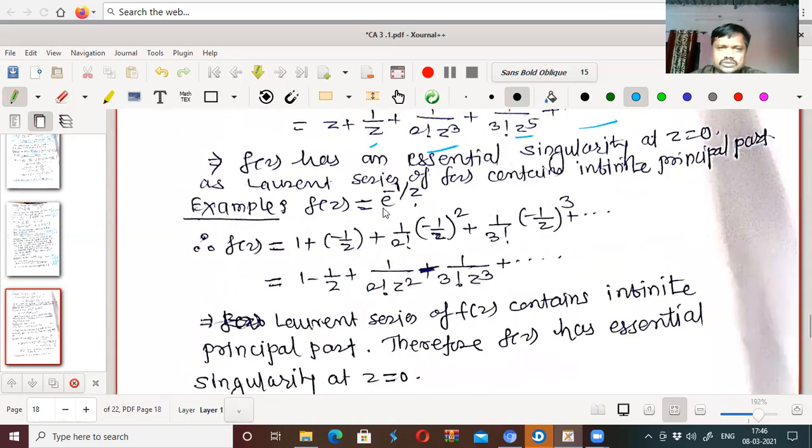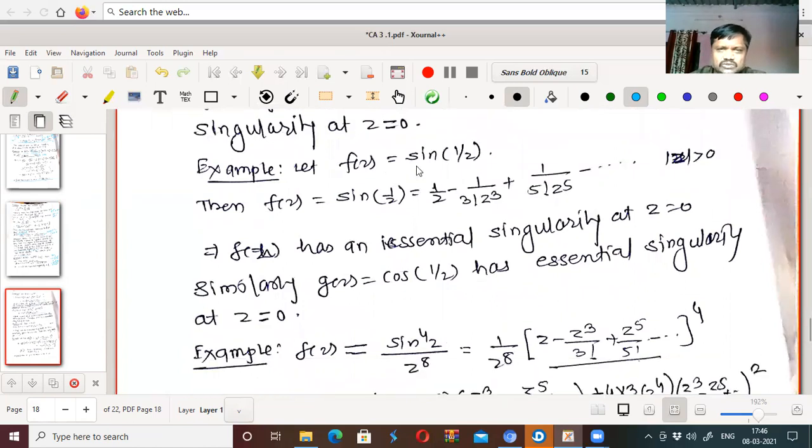Similarly, for f of z equal to e to the power minus 1 by z, z equal to 0 is an isolated singularity, and if we expand that term in powers, you will get this type of terms: 1 minus 1 by z plus 1 by 2 factorial z square and so on. So negative powers are increasing and increasing there. So there are an infinite number of terms in the principal part, and therefore this function has an essential singularity at z equal to 0.